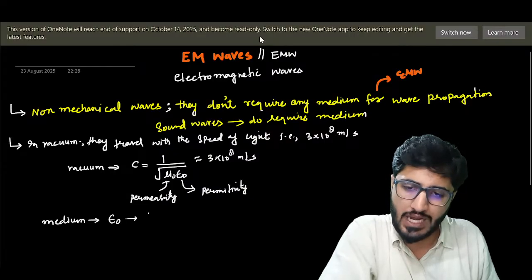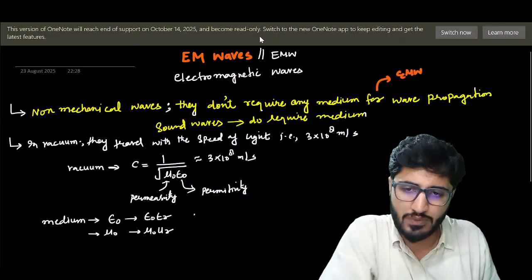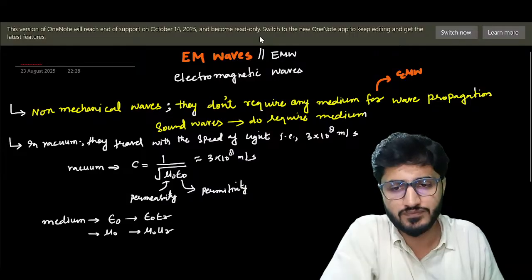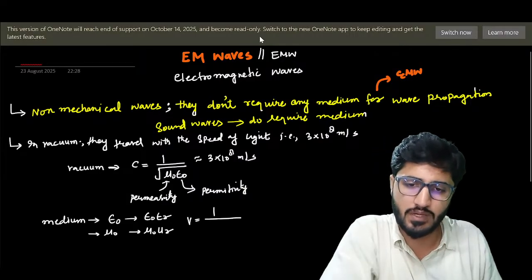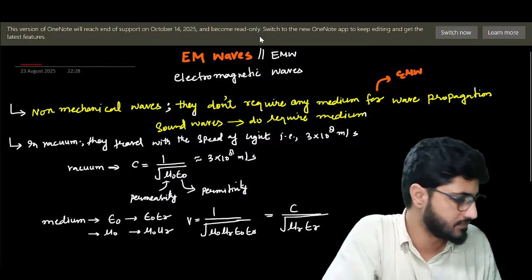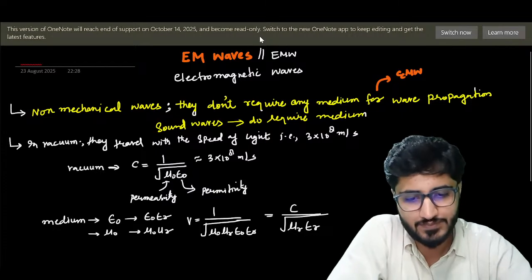But when we talk about a medium, we need to write epsilon naught as epsilon naught epsilon r, and mu naught as mu naught mu r. So the equation becomes v, which is 1 divided by the square root of mu naught mu r epsilon naught epsilon r. That equals c divided by the square root of mu r epsilon r. We can write it in this way.